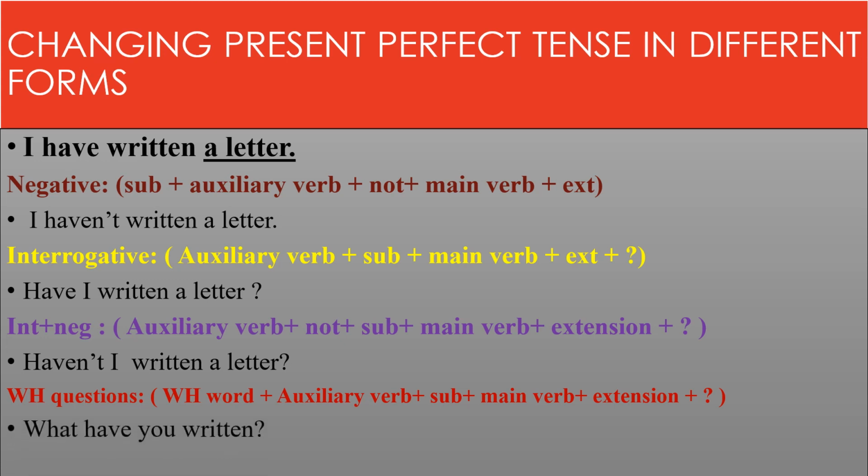What have you written? Look, I have put an underline under the words a letter. So for a letter, what WH word will come, and before the subject you have to write the auxiliary verb, because it is present perfect tense and the auxiliary verb is have and has. So: What have you written? This is the WH word, and I is converted into you. It is the rule to make a WH question. Okay, what have you written? I hope that you understand clearly.